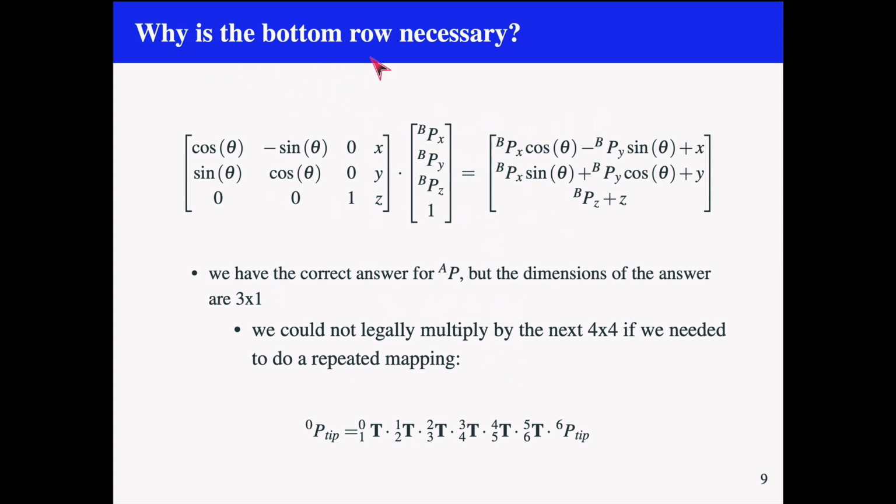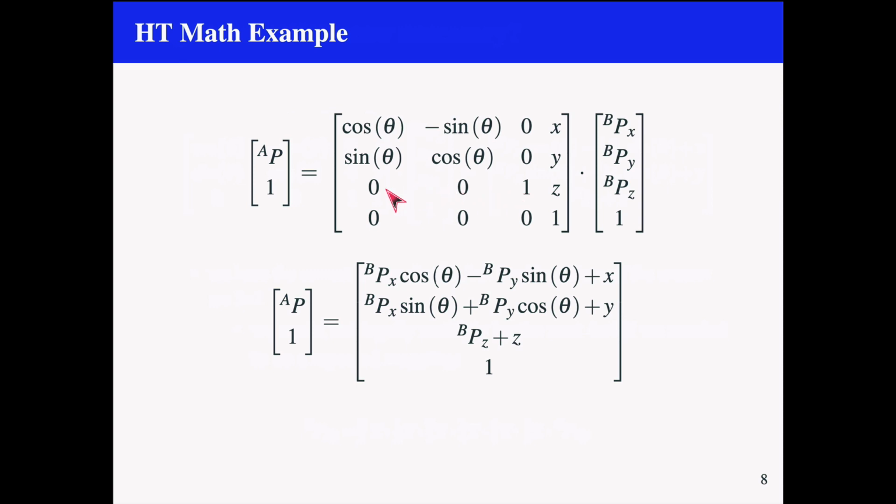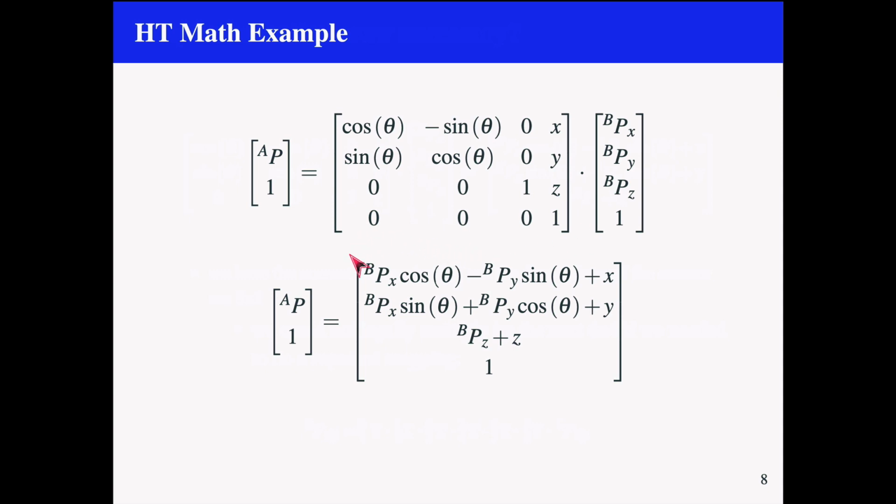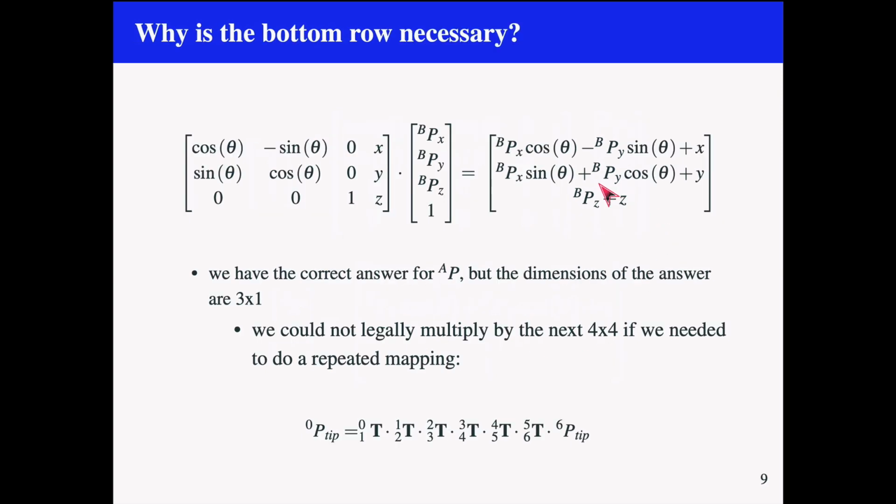So one of the students was asking, why does this need to be here? Let's just get rid of this row. If we did that, we would have a 3x4 times a 4x1, which is technically legal in terms of matrix multiplication. But the result would be the same as these three rows, and we would not get this 1 at the bottom. So if we neglect this row altogether, we get the correct answer for the x, y, and z components of PA, but we do not get the 1 at the bottom.